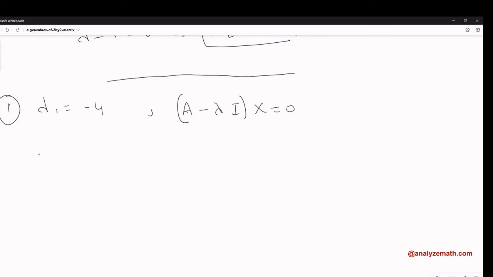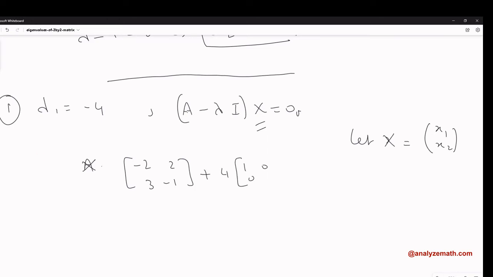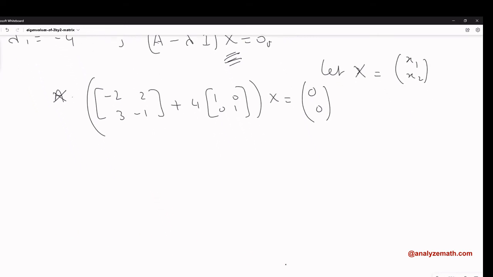Okay, so we found the eigenvalues. Now we go and find the eigenvectors, which are the vectors x. Now this is a 0 vector, so let's put a small v there. Good. Now let our vector x have components x1, x2, and then rewrite our equation. So it's A, the matrix negative 2, 2, 3, negative 1, minus lambda, where lambda is minus 4, so plus 4 times I. All this multiplied by x gives me the 0 vector with two components, 0, 0. Simplify this and put it here. x is x1, x2. The other side, 0, 0.